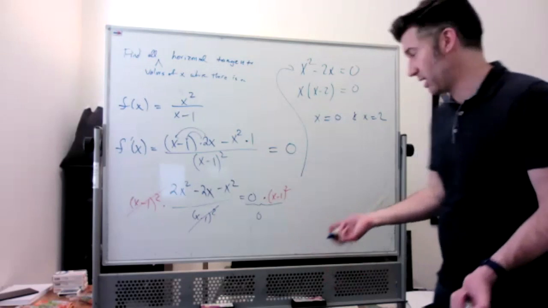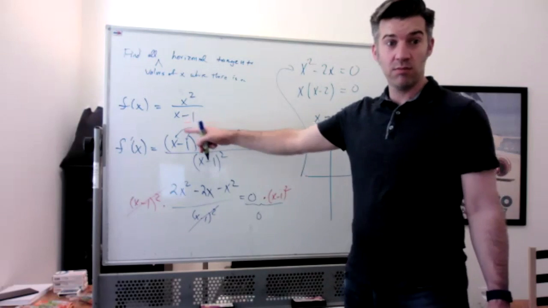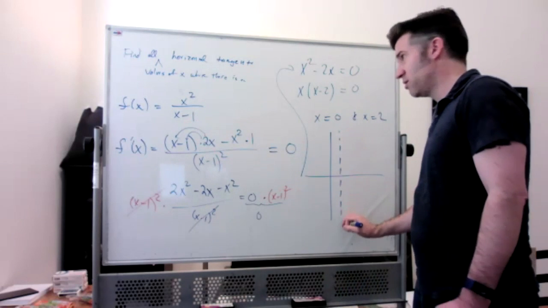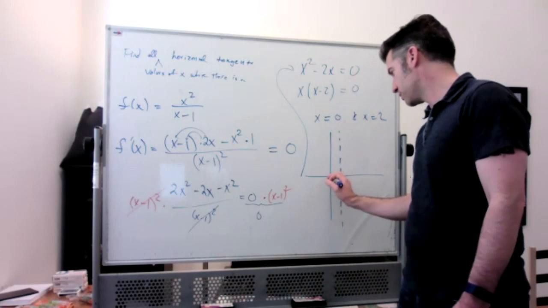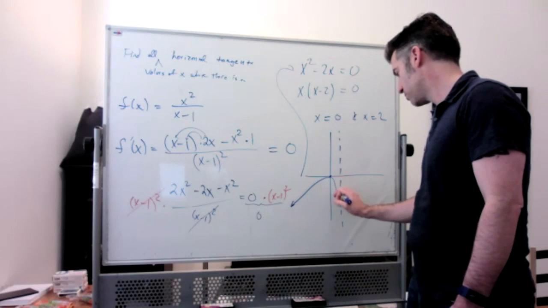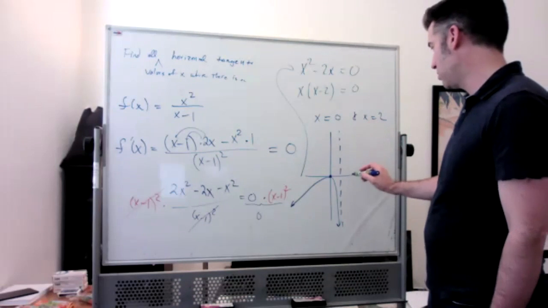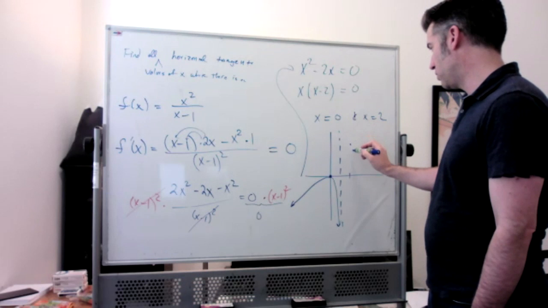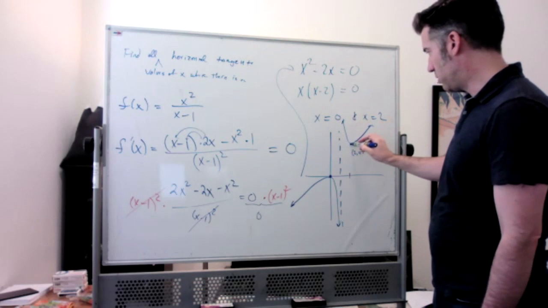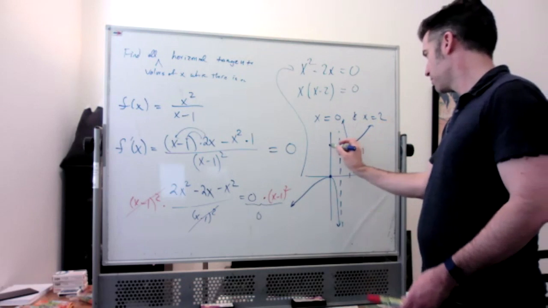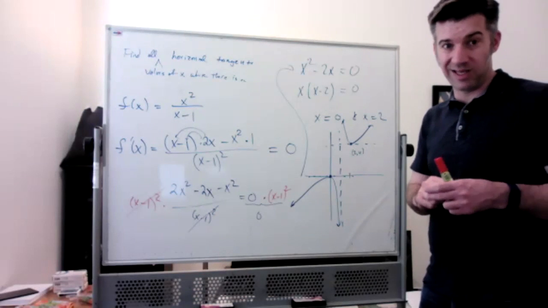And here's what it looks like in case you're curious. The graph of this has a vertical asymptote at 1. There's also a slant asymptote, but I'm not worried about it. It does this kind of deal. So it has a horizontal tangent right there at the origin. And then right here at the point (2, 4), there's another horizontal tangent. So that's what we are getting when we find those points.